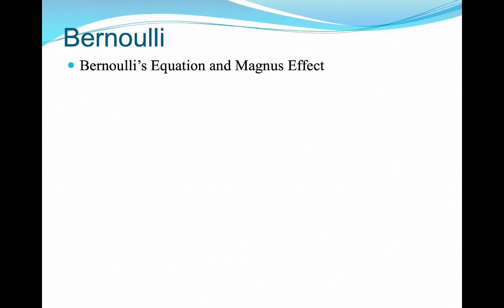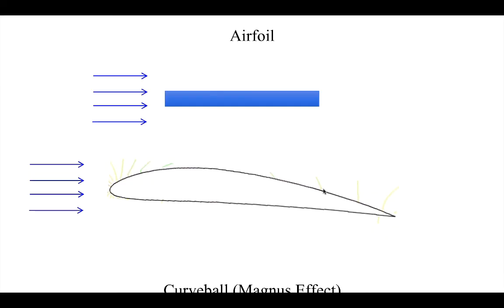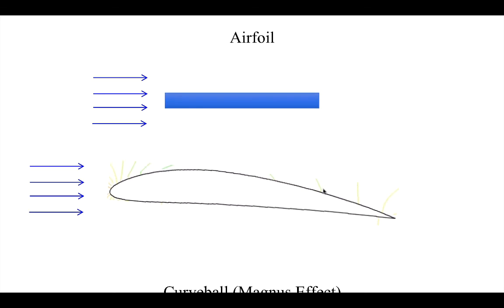Okay, so how does this all fit into the idea of Bernoulli and Bernoulli's equation and something called the Magnus Effect? Well, let's look at the idea behind how an airplane flies, using something called an airfoil. Now, an airfoil is just a fancy name for a wing. As I showed you before with the water, any sort of mass of fluid has to stay together throughout its motion. It has to be continuous.